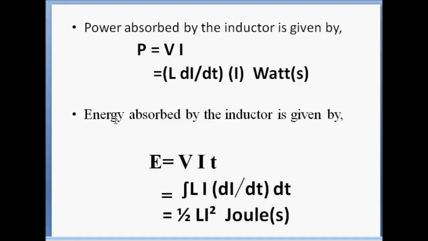Similarly, energy is the product of power and time, which is equal to P into T equal to VIT, which is equal to integration of Li di by dt into dt, where dt gets cancelled, which is equal to integration of Li di, which is equal to half Li square. Unit of energy, joules. So here it is in derivative form, L di by dt, which is the derivative or differentiation of current as a function of time with respect to time.